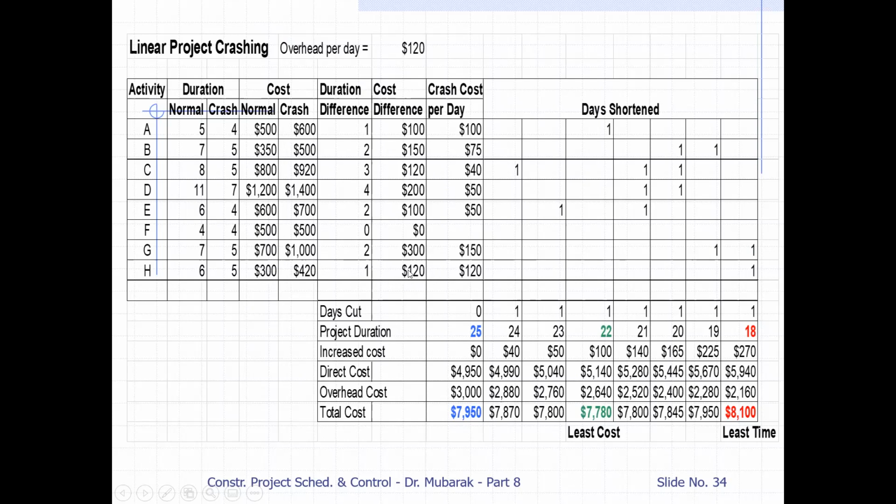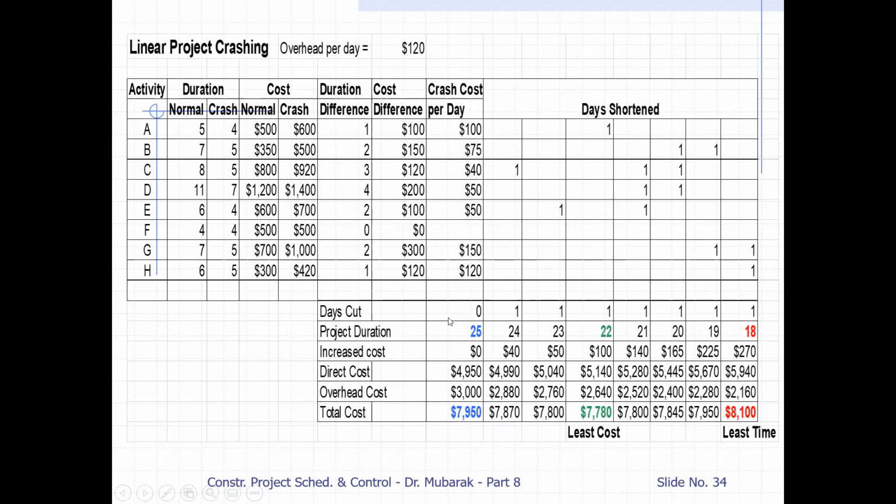So we have delta duration and delta cost, the duration difference and cost difference. Then we divide the cost difference by the duration difference. Like 100 divided by 1, we got 100. 150 divided by 2, we got 75. 120 divided by 3, we got 40. 200 divided by 4, we got 50. 100 divided by 2, we got 50. 0 divided by 0 is nothing here. 300 divided by 2 is 150, and 120 divided by 1 is 120.